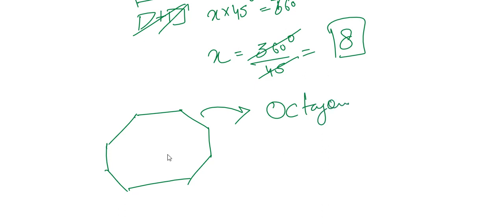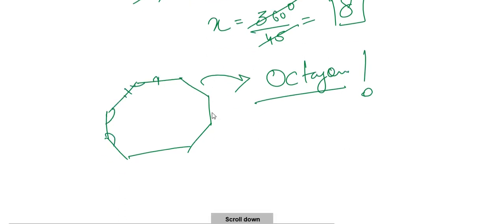Seems clear? Yes, it is a regular octagon, so all the sides would be equal and all the angle measures would be equal. So I think you are pretty much clear with the concept of this property, which is the summation of all my exterior angles.